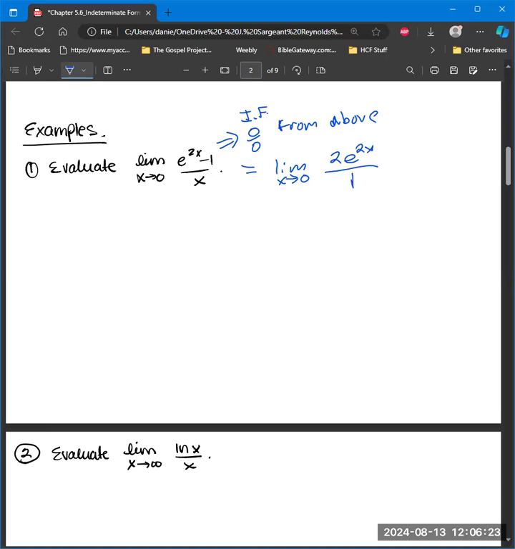and now I have my 0 over 0 gone, and I get 2e to the 0 over 1, which is 2 times 1 over 1, which is 2 over 1, which is 2. And so the answer to my limit here is 2.